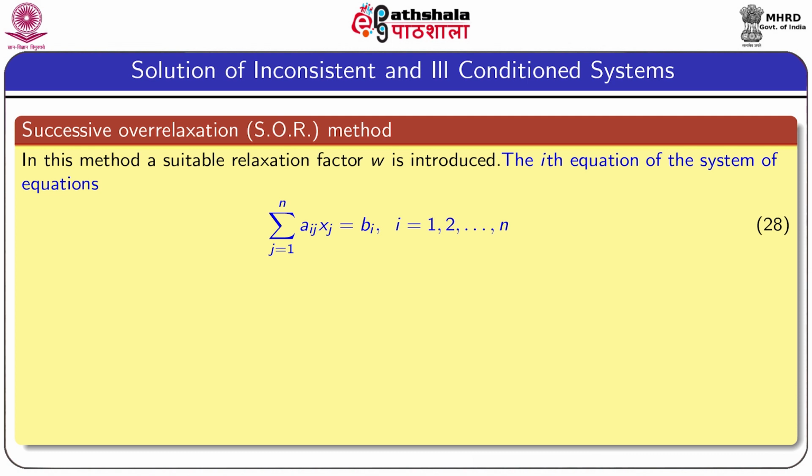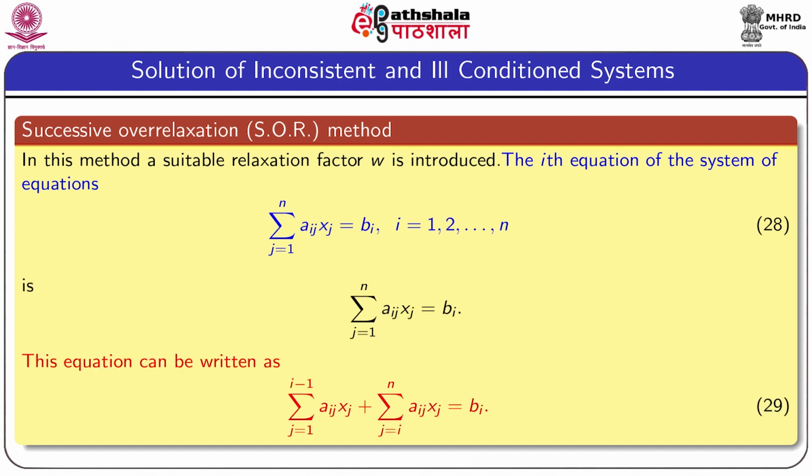Now we describe another modified method of the relaxation method called the successive over relaxation method. In this method, a suitable relaxation factor W is introduced. The ith equation of the system of equations is summation over j equal to 1 to n of aij xj equal to bi for all i equal to 1 to n.